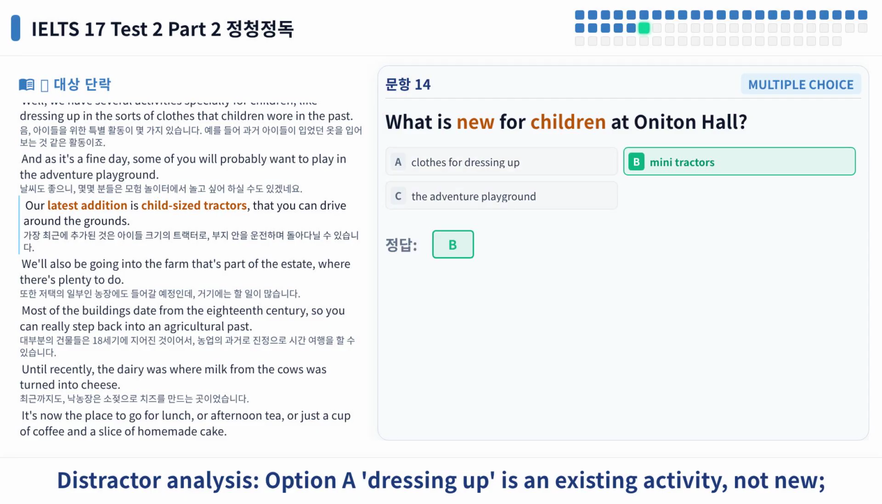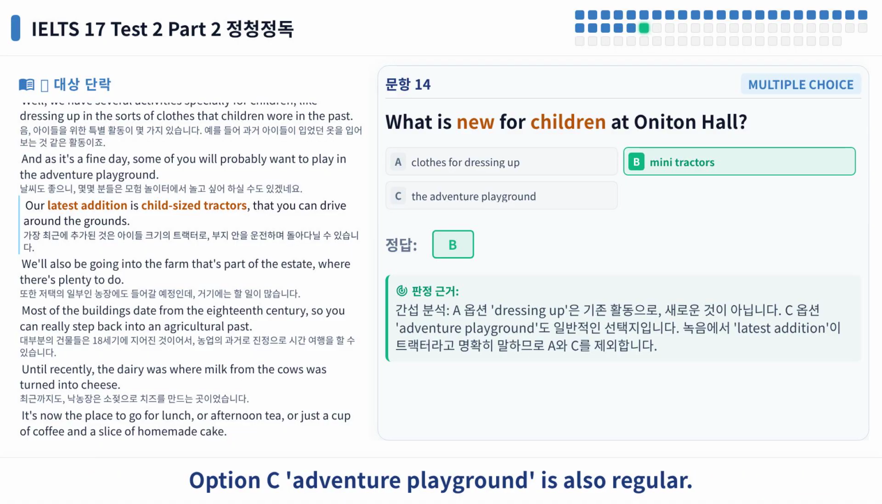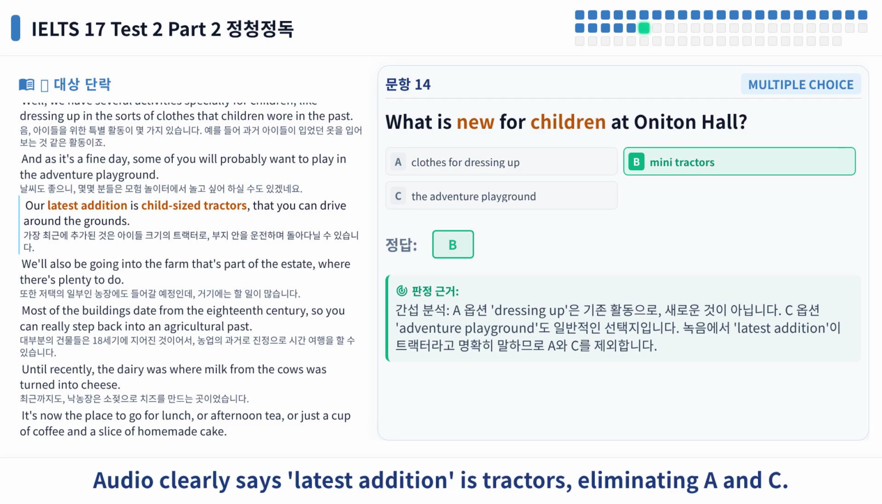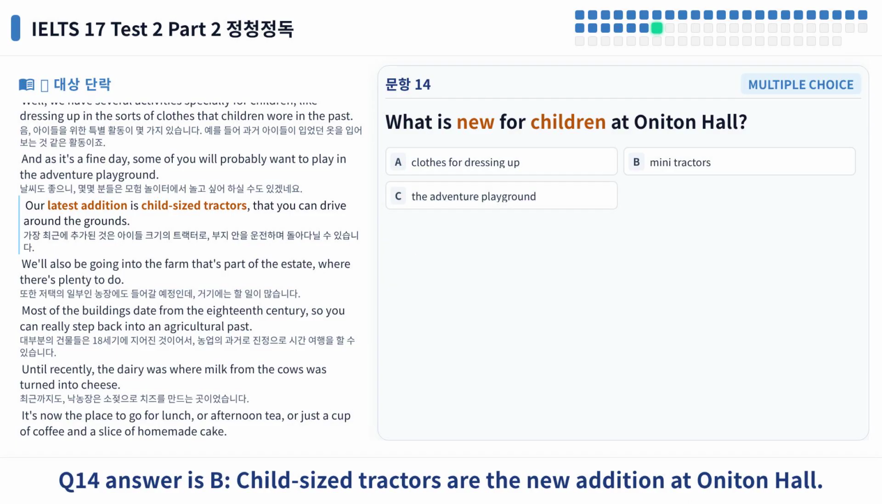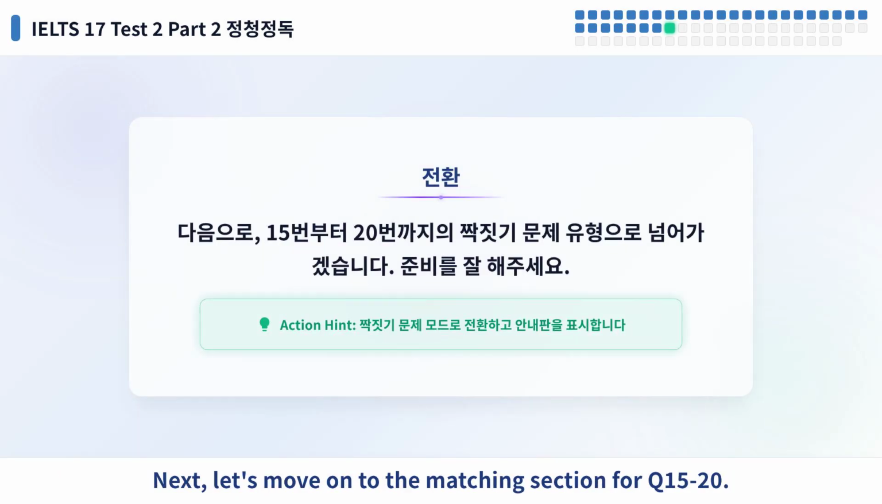Option C, Adventure Playground, is also regular. The audio clearly says the latest addition is Tractors, eliminating A and C. Q14 answer is B. Child-sized tractors are the new addition at Oniton Hall. Next, let's move on to the matching section for Q15 to 20.